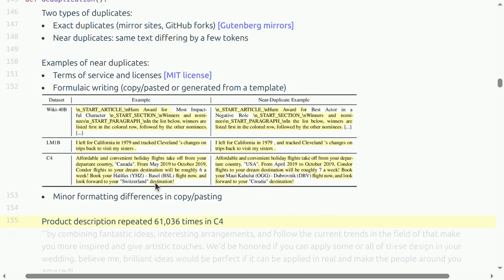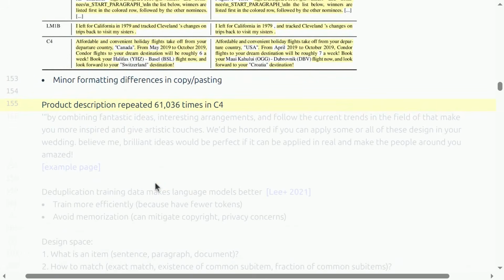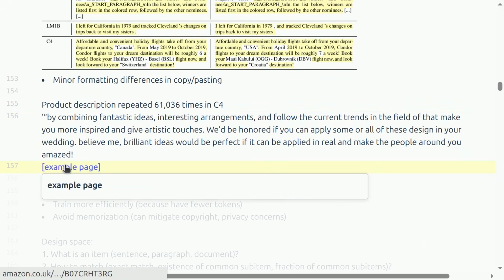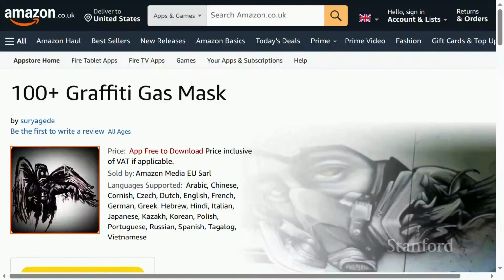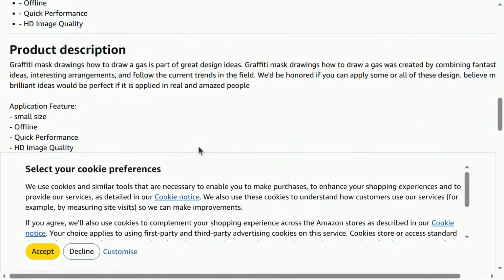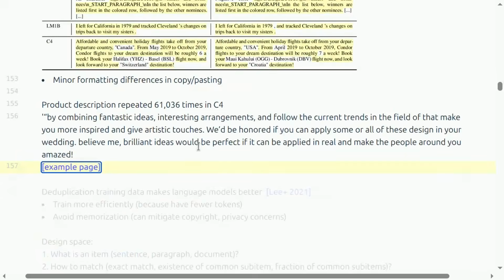There are more extreme cases, so this is why it's good to look at your data. This audit of the C4 data set found this product description 61,000 times in the data set. And if you trace back, this is really bizarre. I don't know why. It's some description of this gas mask, and this just showed up in Common Crawl 61,000 times. So yeah, the web is weird.